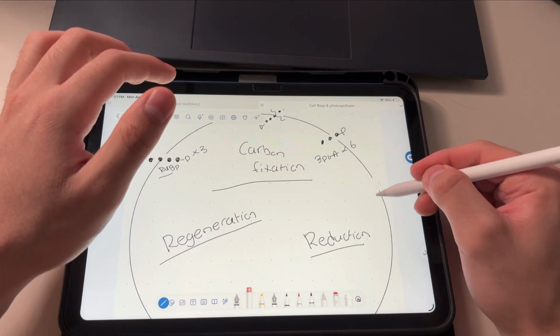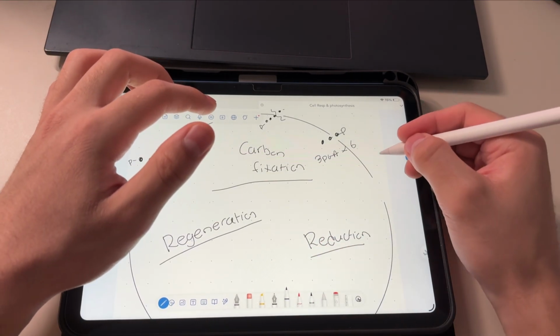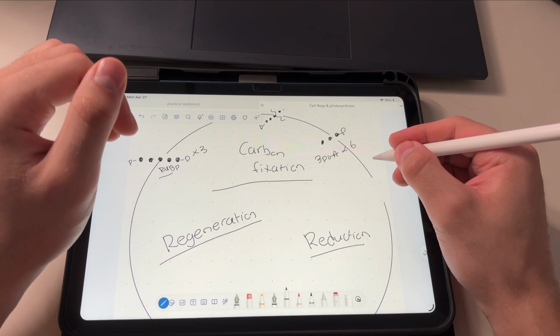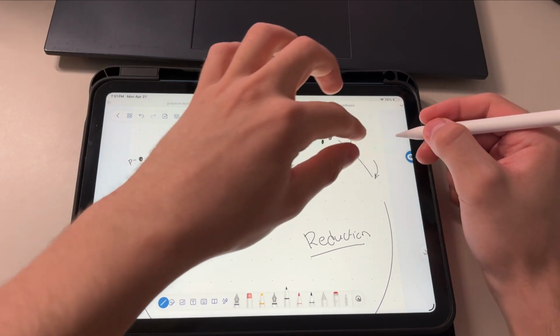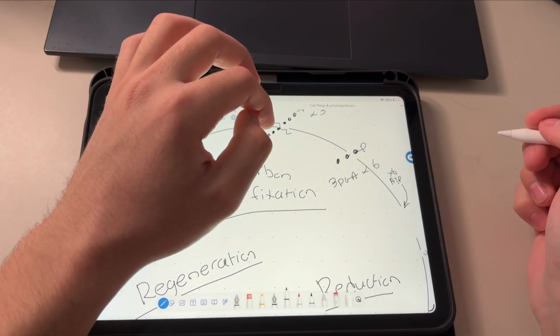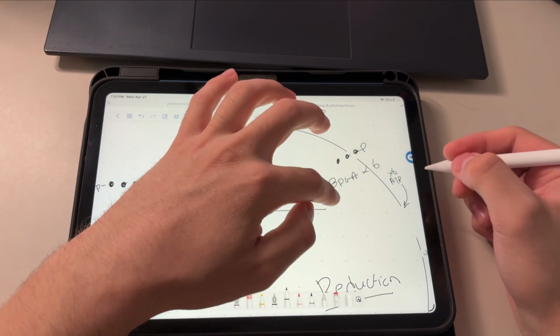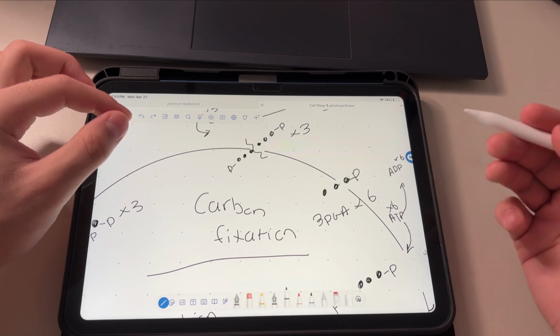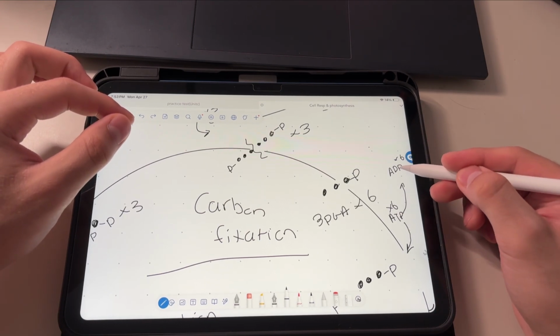We are going to reduce this 3-PGA. Okay, but first we need to bring in some ATP. So we're bringing in times 6 ATP, 1 per 3-PGA. And since we have 6 of them, we need 6 ATP. So we donated 6 phosphates because we had 6 ATP. And then those ATP turn into ADP.